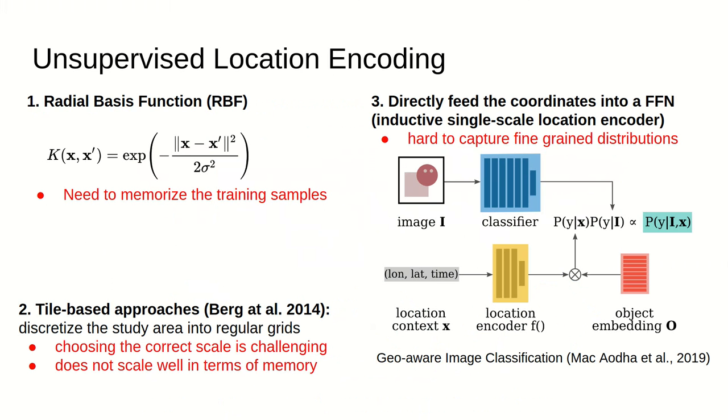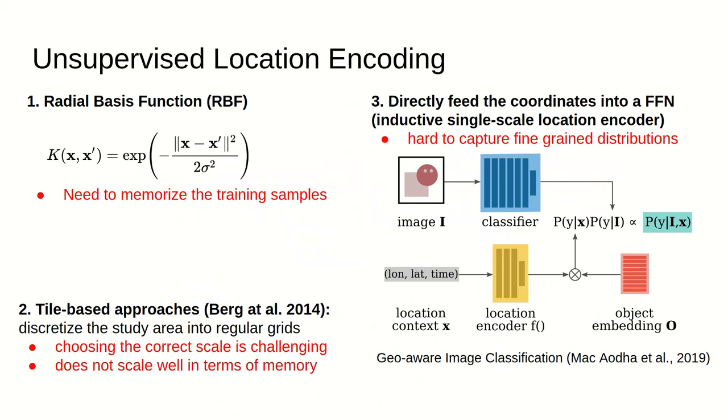In fact, generating learning-friendly representations from points in space for machine learning algorithms is a long-standing research problem. Recently, the computer vision community has shown increasing interest in incorporating geographic information into neural networks for many tasks, such as image classification. There are many well-established approaches, such as radial basis functions. However, this kind of kernel-based approach needs to memorize the training samples while doing prediction.